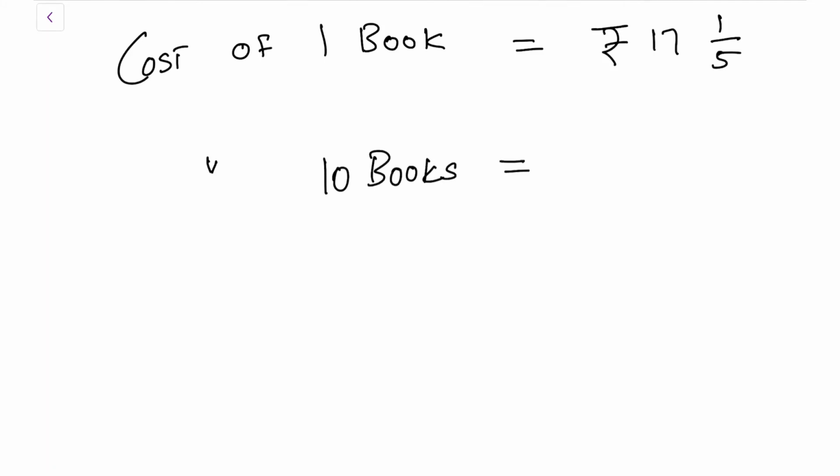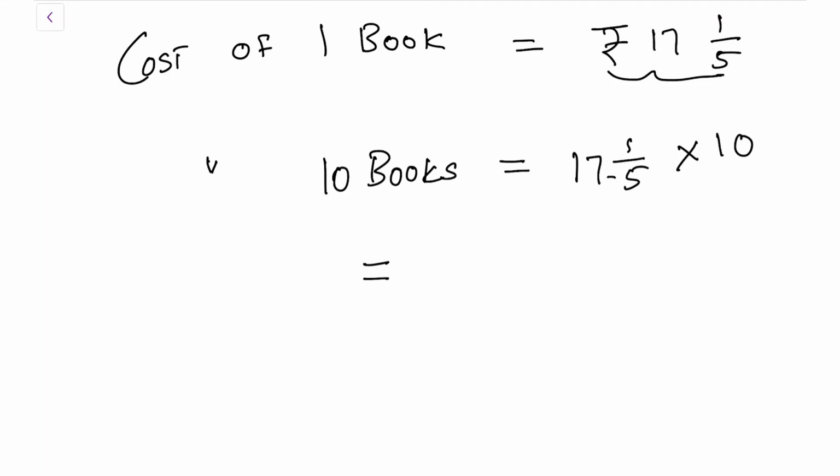So what do you think it is? One book costs this much, 10 books will be, repeated addition is what? Multiplication. You can do 17 1 by 5 plus 17 1 by 5 plus 17 1 by 5, 10 times, or you can do it as 17 1 by 5 into 10. That's it. This is a simple multiplication of fraction.